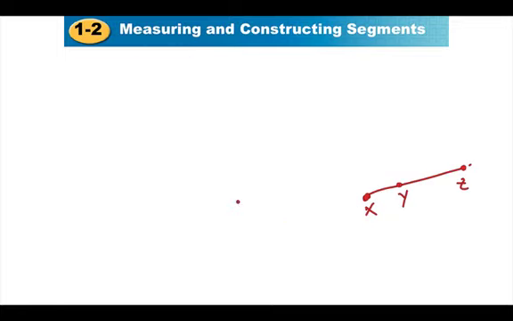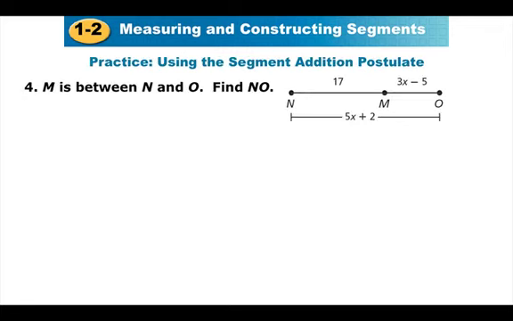Next slide. I clicked one too many, but anyway, it says practice using the segment addition postulate. M is between N and O, find NO. So using the segment addition postulate, this is what you have: NM plus MO is equal to NO.